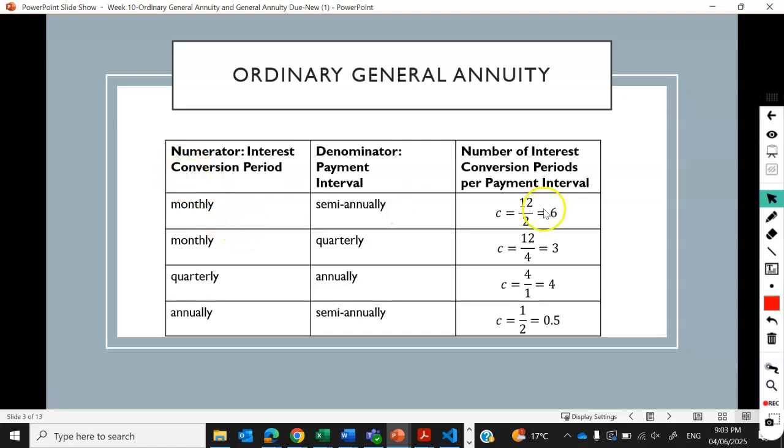Now, you can find the C for different examples. If your interest conversion period is monthly and your payment interval is semi-annual, then your C will be interest in the numerator and payment in the denominator. So 12 over 2. In the second case, it is monthly over quarterly, that is 12 over 4, and like that you can find the value of C.